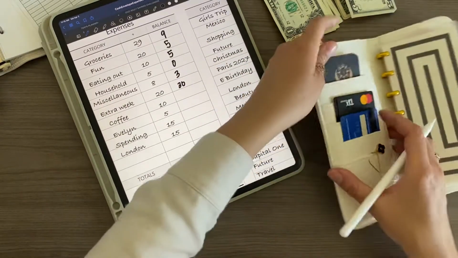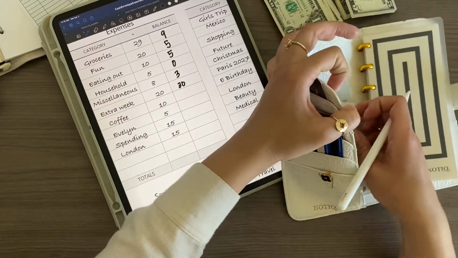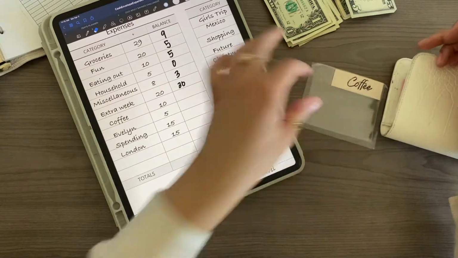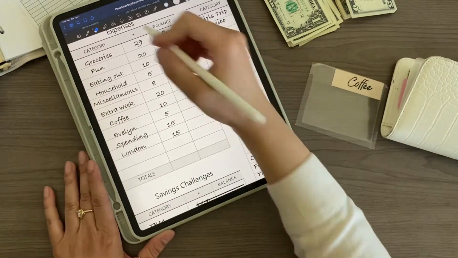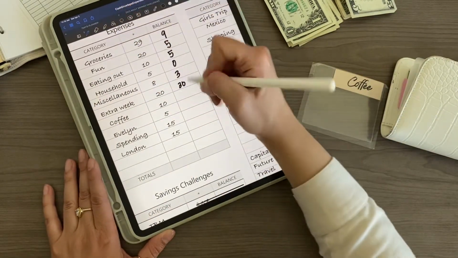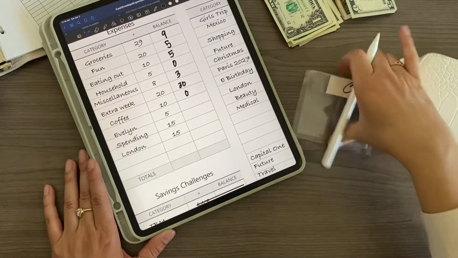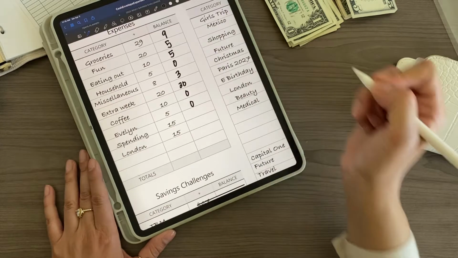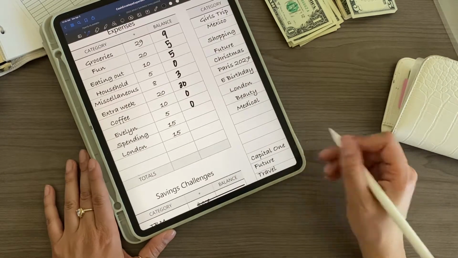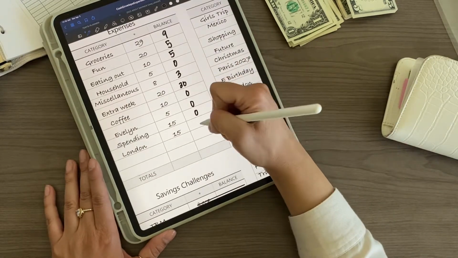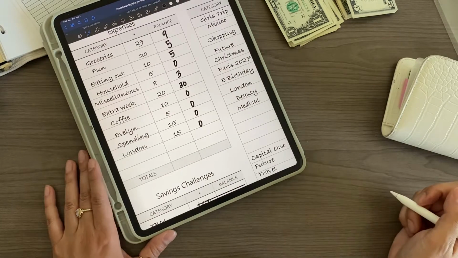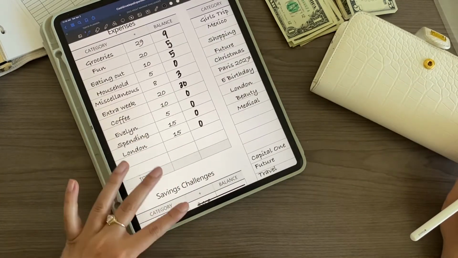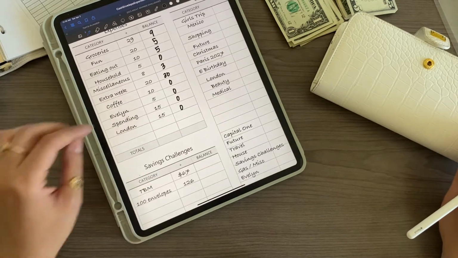Coffee. I spent all of it. It is empty, so there is 0 left. Oops. For my daughter, I did give her all her money, so there's 0 left there. Spending, there was 0, and then 15, there's also 0 because that I left in here and there's nothing left. I just don't have envelopes for them.